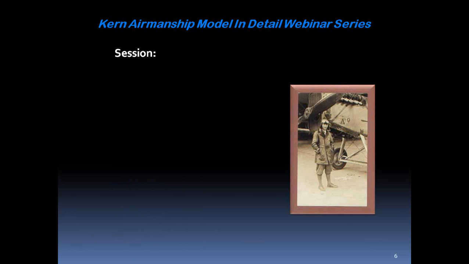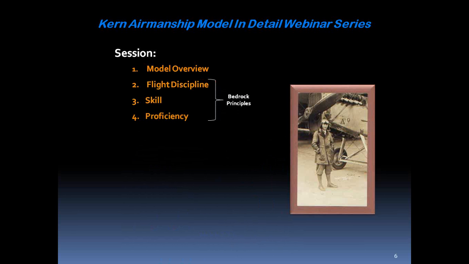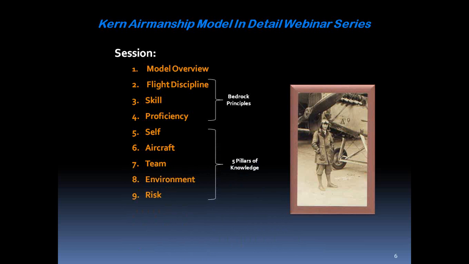And just to give you a quick overview to orient you on the whole series, in session 1 we took an overview look at the Kern Airmanship Model. Then in session 2 we talked about flight discipline, and then skill and proficiency in number 4. Those are the 3 bedrock principles of the Kern Airmanship Model. Then we looked at self in session 5, 6 was aircraft, and today, session 7, we're going to be talking about team. The next week we'll talk about environment and then risk, and those are the 5 pillars of knowledge in the Kern Airmanship Model. Then in session 10 we'll talk about situational awareness, and in 11, the final webinar in this series, we'll talk about judgment, and those are the capstone outcomes of the Kern Airmanship Model.